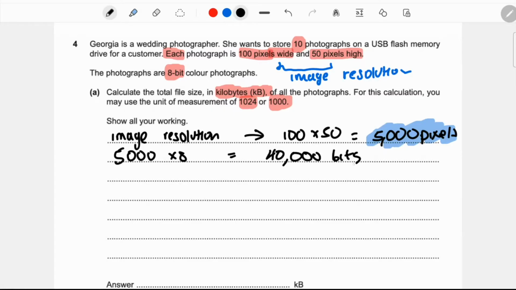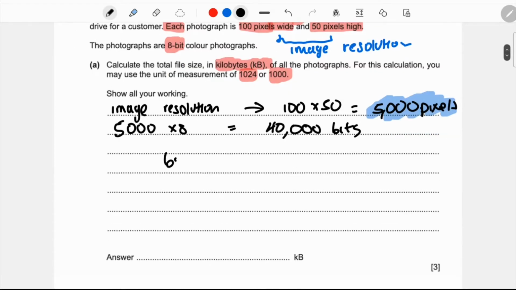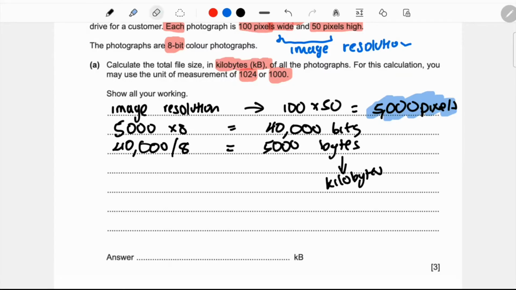This 40,000 is bits. Now, I told you previously to convert from bits to bytes, we divide by 8. From bytes to kilobytes, we divide by 1000 or 1024. So let's do that. Let's convert it to bytes first of all. To convert it to bytes, we will do 40,000 divided by 8. That will give us back 5,000, isn't it? That will give us 5,000 bytes. Now we have bytes. We need to convert this to kilobytes. And what did I say? To convert this to kilobytes, we divide by 1,000. So 5,000 bytes divided by 1,000 will give us 50 kilobytes.